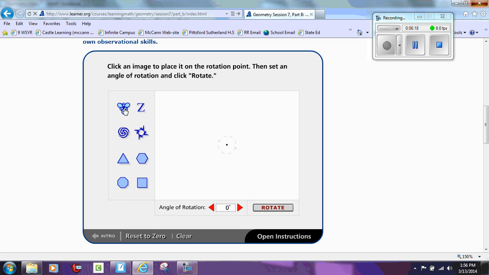So I'm going to go ahead and pull this figure up, and if I think about a full rotation as being 360 degrees, then 180 degrees would be half of a rotation, and 90 degrees would be 1/4 of a rotation. So I'm just going to play a little bit, and I'm going to go ahead and see what would happen if I rotate this figure 90 degrees.